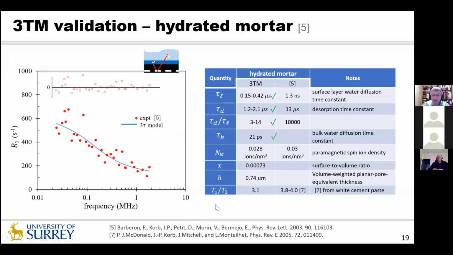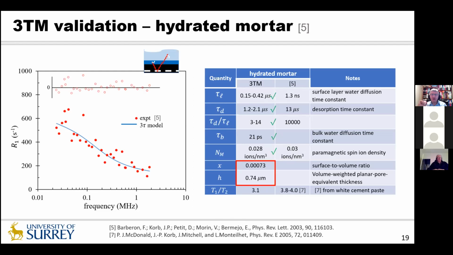We can give ourselves immediately another green tick, but NM is the paramagnetic ion spin density in the solid. And remember I said that these authors, Barbaron and co, measured this using electron spin resonance, and our system is set up to match those two values. So the position of the effective layer was designed to reproduce this result, and indeed it does very well.